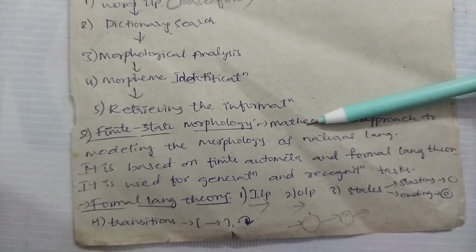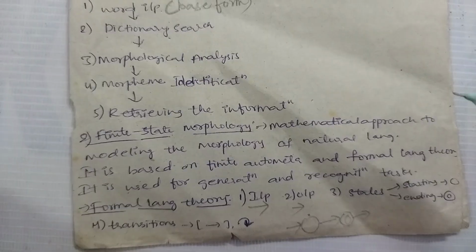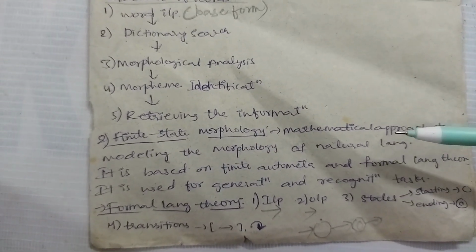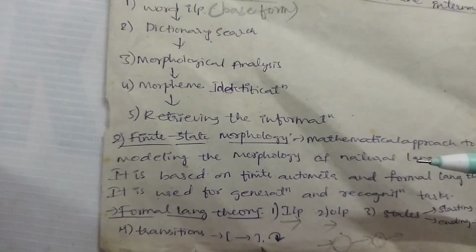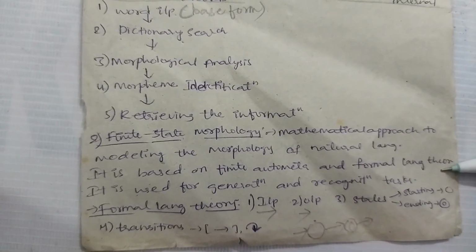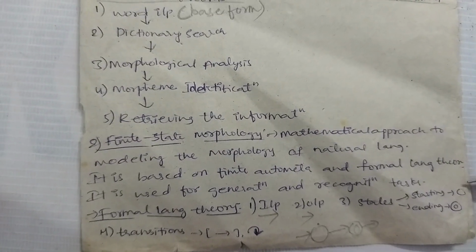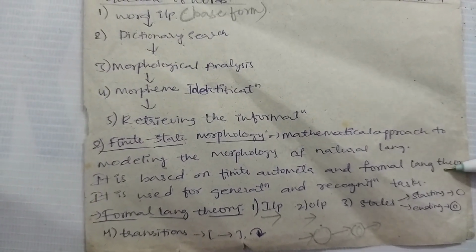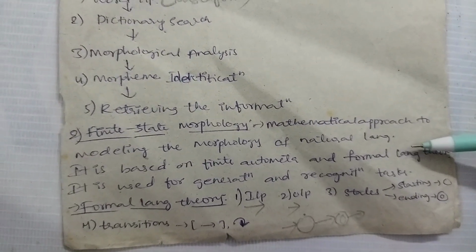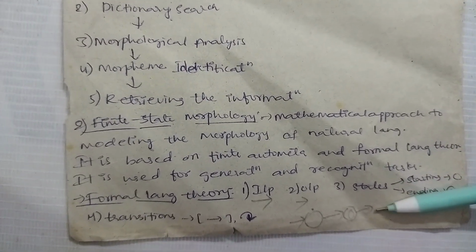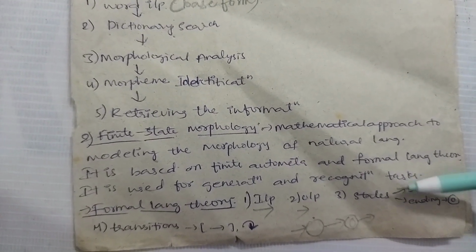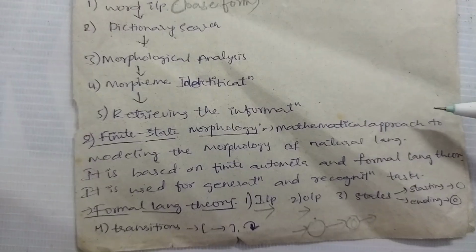Another step is finite state morphology. It is a mathematical approach, based on finite automata and formal language theory. We use it for generating and recognizing tasks. We use this as the second step. In formal language theory, we take the input and we give the output.